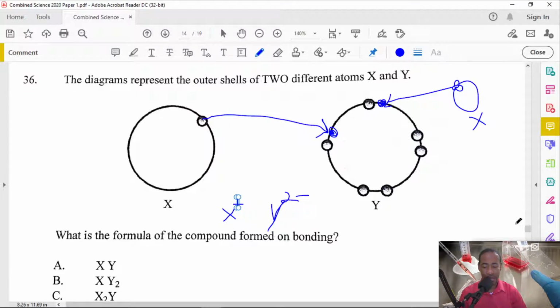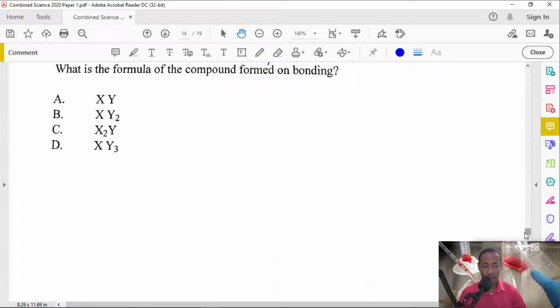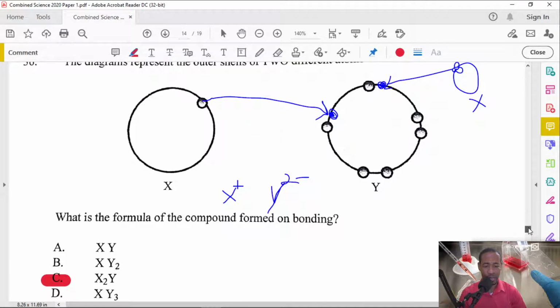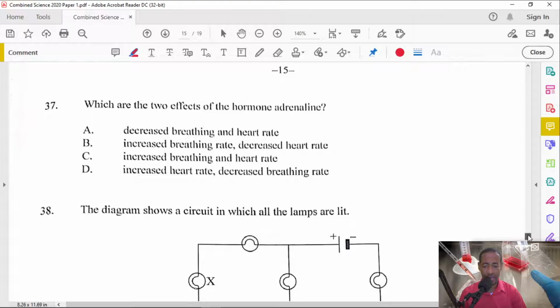So let's see where in our options we have X2 and Y1. All right, so X2, Y1. This option here, which is C, will be our answer. So 2 X's and 1 Y to make this bond completed. All right, excellent.